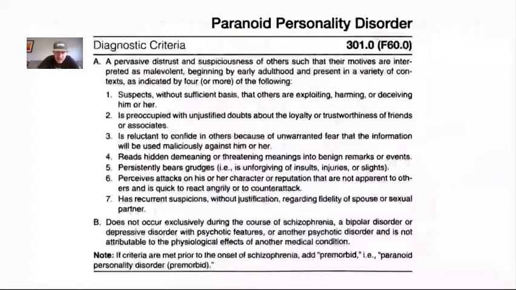Here is the criteria. Again, I've got a link of all of this on Schoology, so check it out. Suspects, without sufficient basis, that others are exploiting, harming, or deceiving them, and is preoccupied with unjustified doubts about the loyalty and trustworthiness of friends and associates. You just don't trust anybody, right? With paranoid personality disorder, it has gone so far that you're not just a little distrustful. You've gone into the realm of mental illness, right? So, of course, you guys can read these.